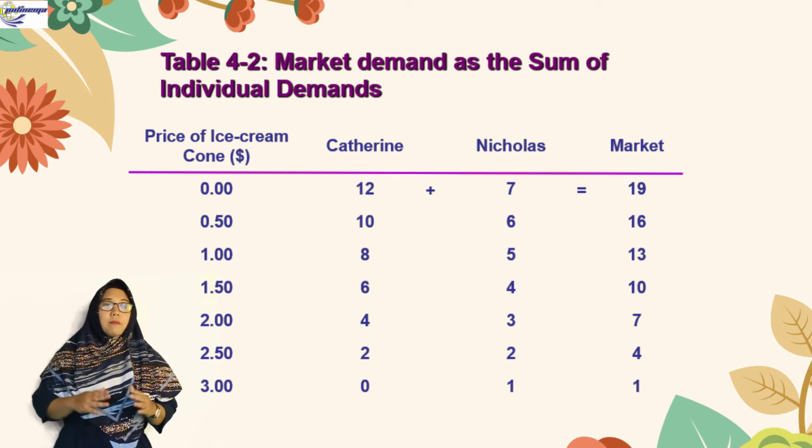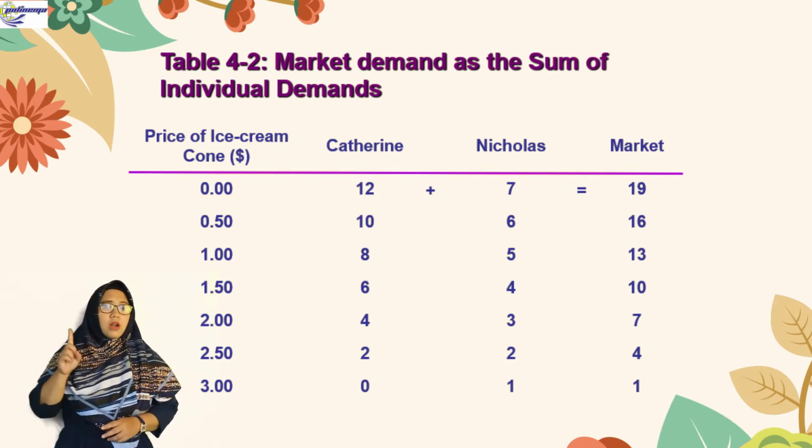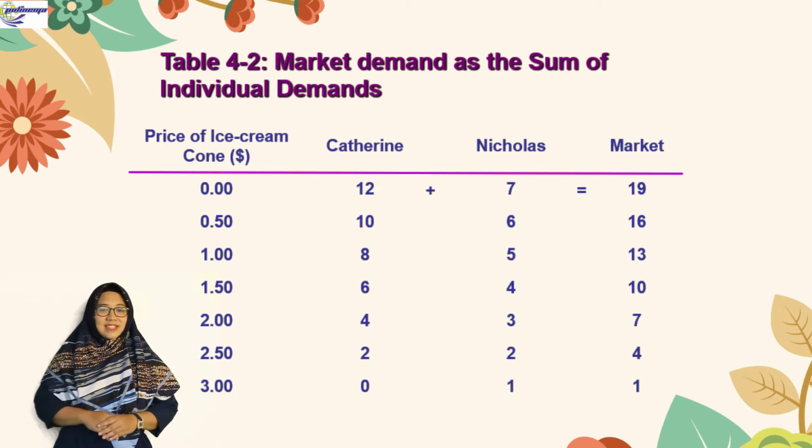Up to when the price of the ice cream cone is $3, Catherine will purchase 0 and Nicholas will purchase only 1. So the total demand of Catherine and Nicholas will be only 1. Let's take a look at the graph on the next slide.